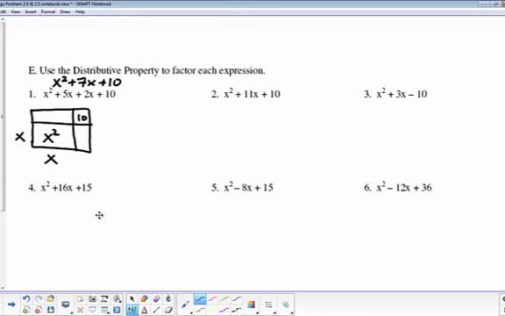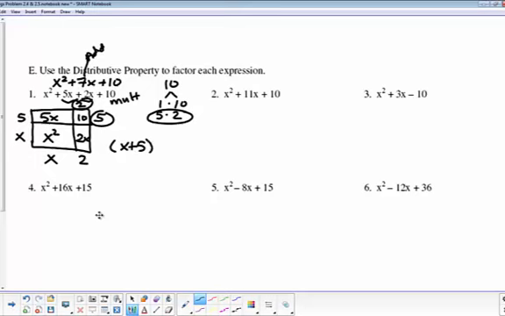I want two numbers that multiply to give 10 that add to give 7. I was actually already given the answer of 5 and 2. If you think about 10, it only has two factor pairs, 10 and 1 and 5 and 2. And 5 plus 2 is 7. So 5 and 2 are my answers to get the 7. So I'm going to have 5x and 2x. So my factored form is x plus 5, x plus 2.